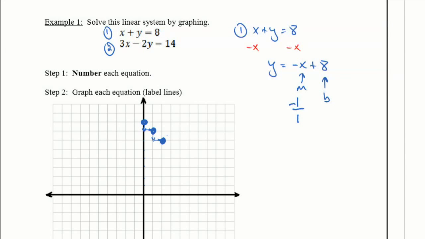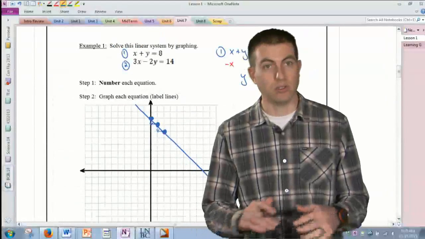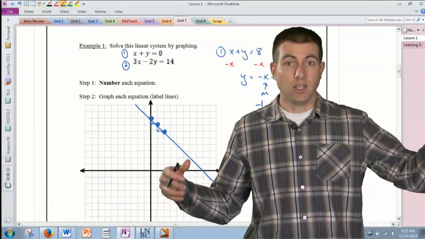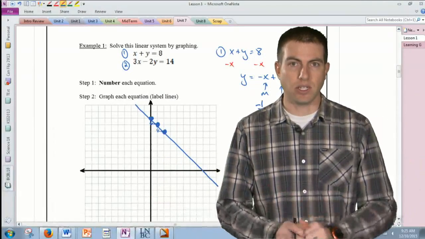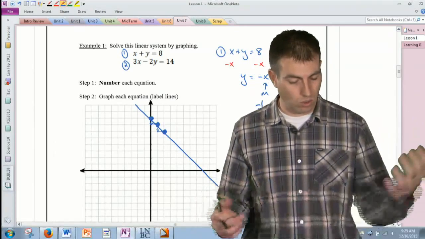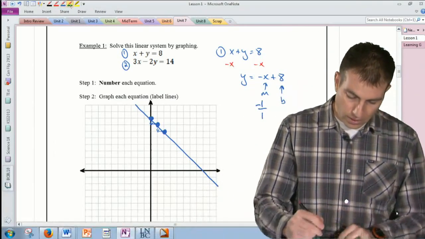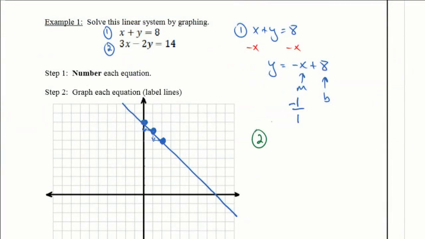Break out your rulers, sides of your calculators, whatever you have. The more accurate your line is, the easier your life will be in this unit. And you're going to want to draw it all the way across the graph because you don't know where that other line is going to end up or where the intersection is going to occur. So you want to make sure that you draw it all the way across the graph, because somewhere on that graph your lines are going to intersect, and if you don't know where, you might as well just go all the way across.